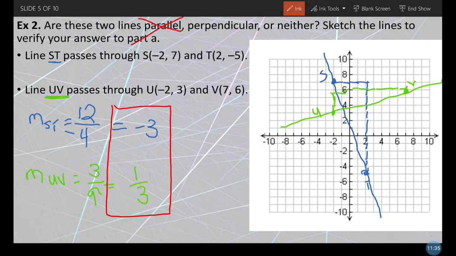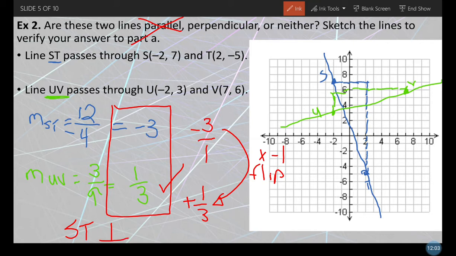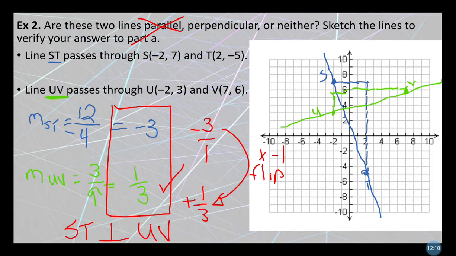Now I need to determine whether or not they are perpendicular. Well, what I can do is think about this. If I take negative 3 and write that as a fraction, it's over 1. So if I take that and I flip it, I would get 1/3. And times it by negative 1, right? Take the negative reciprocal. So that's a negative, a negative, which is a positive 1/3. So those two lines, that means that ST is perpendicular, that's how we represent it in geometry terms, perpendicular to UV. Okay?